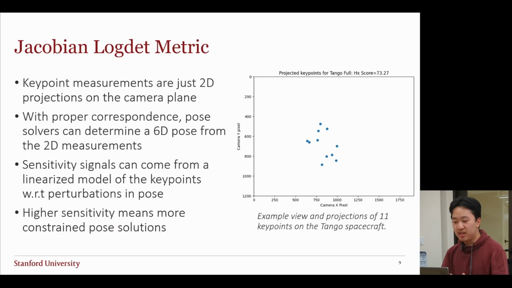So if you take these measurements, these projections on a 2D camera plane, and then take linearizations, Jacobians, and take the log determinant scoring in an information metric style approach, this can give you sensitivity signals for how informative a certain set of key points can be. And so I'm using this as a surrogate because it can be efficiently computed and can represent how well a pose solver can accurately determine the true pose. And I'll get a bit into the validation of this later.